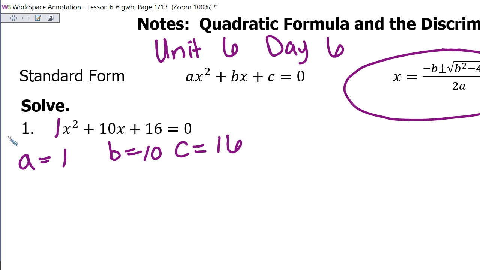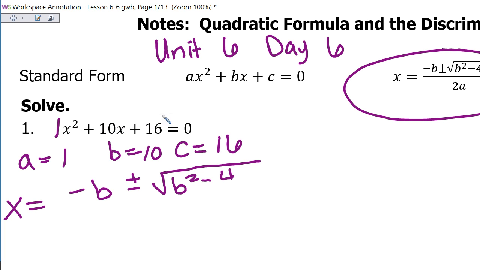So here's the quadratic formula. X equals negative b plus or minus the square root of b squared minus 4ac all over 2a. So there's the quadratic formula. You don't have to memorize it. It'll be on the formula chart for our next test.